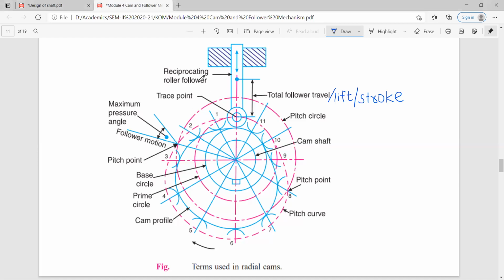So these are different terms. If you pay attention and read the definition, then it is not difficult to memorize it because everything has connection with other point, other term.